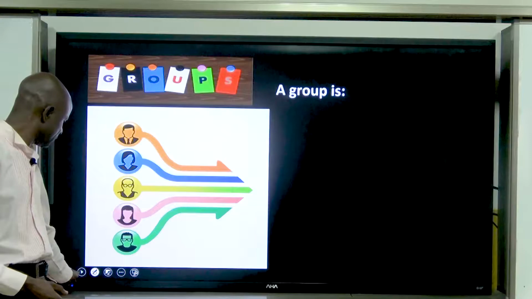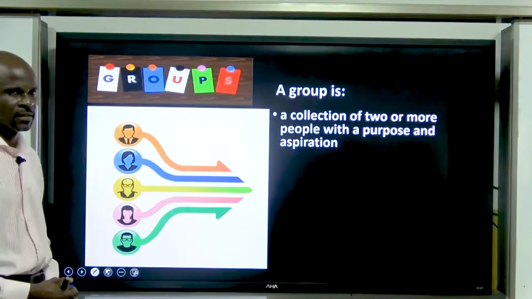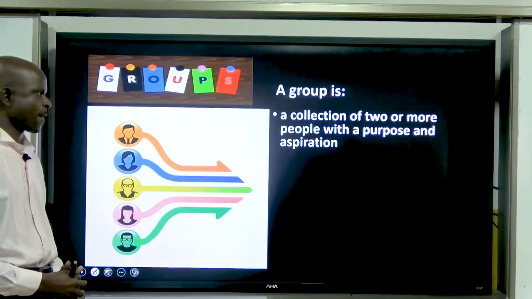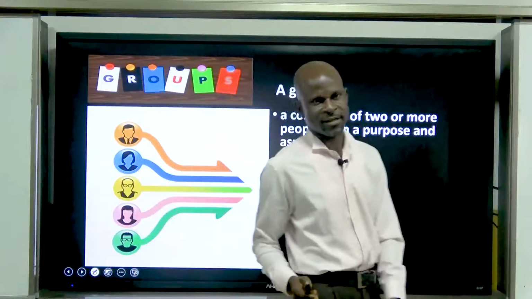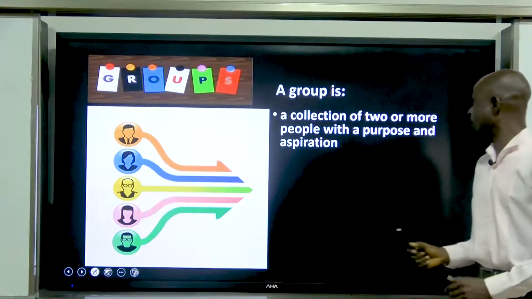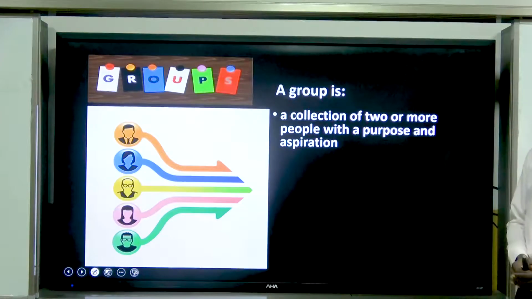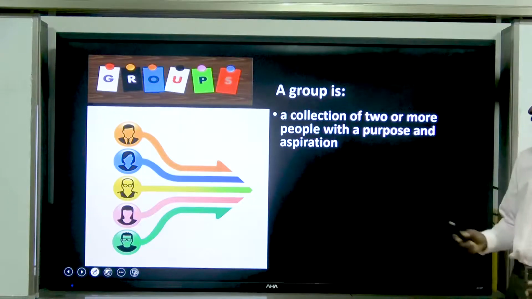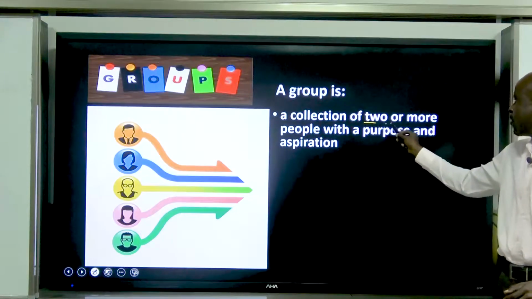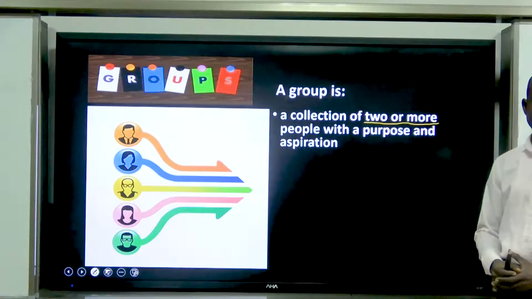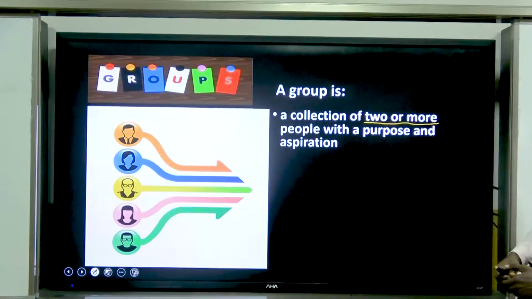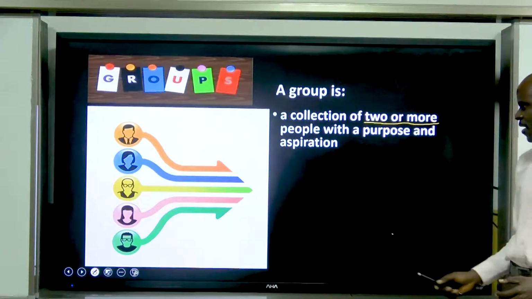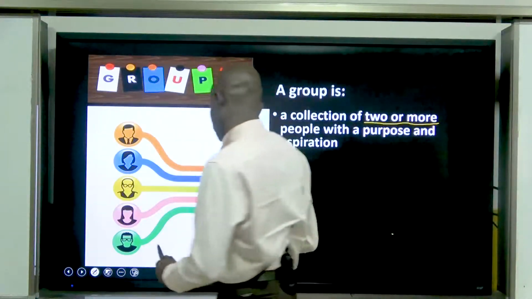What is a group? A group is a collection of 2 or more people with a purpose and aspiration. Emphasis, 2 or more people. A person doesn't form a group. A group starts from 2 persons and above. Okay? What is a group?